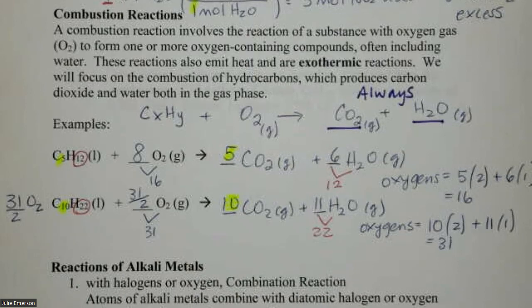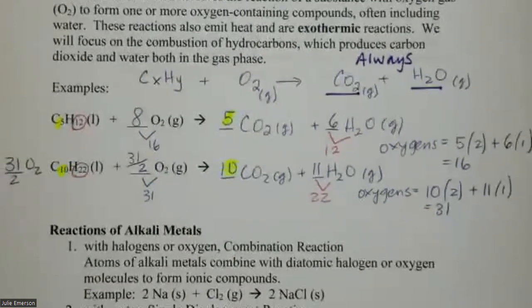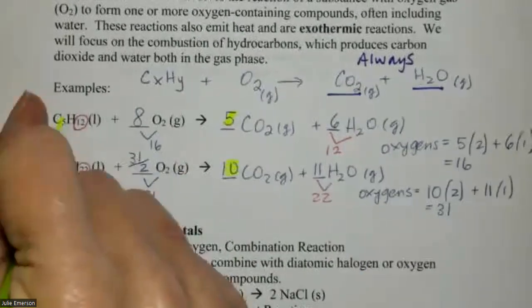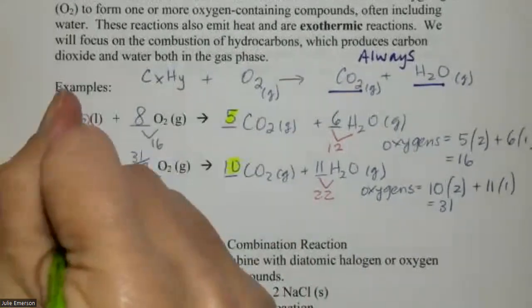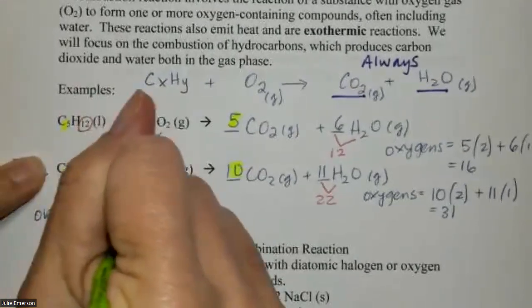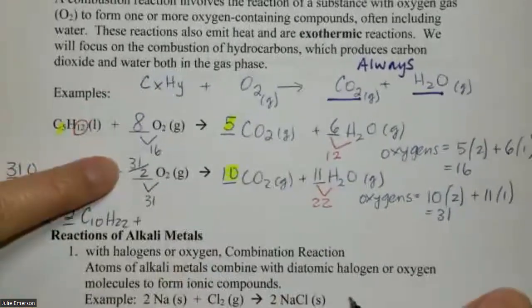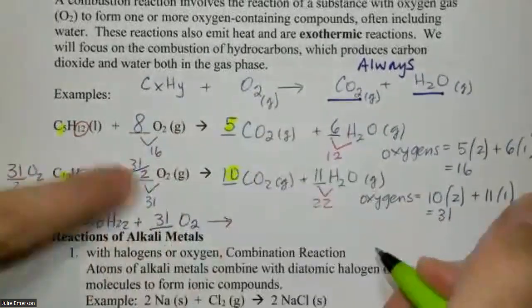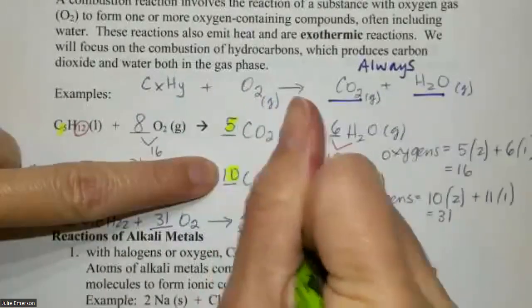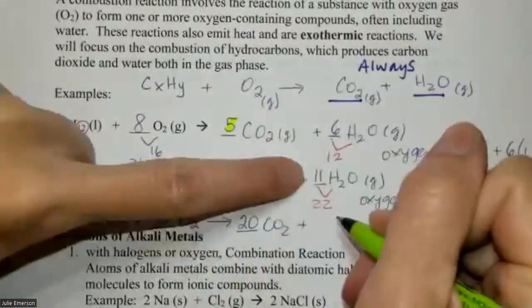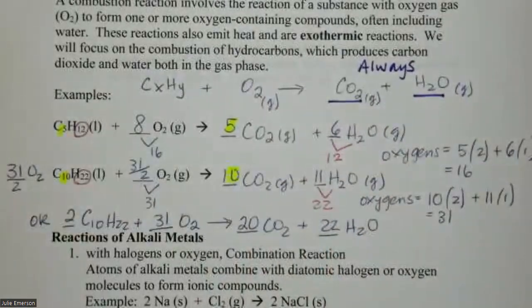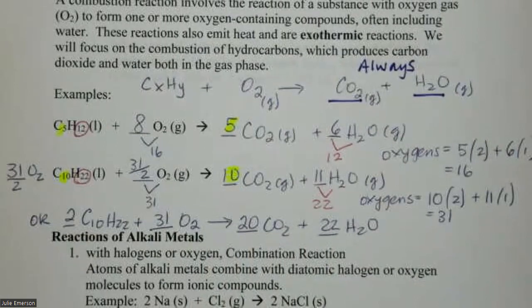Now, textbooks sometimes don't like the fractions. So if you look this up in the answer key, to get whole numbers, all we would do here is multiply everything through by 2. So instead of 1 decane, we would put a 2 in front of C10H22. Instead of 31 divided by 2, we'd have 31 in front of the O2. Instead of 10 CO2s, we'd have 20. And instead of 11, we would have 22 in front of the water. It's the exact same equation. It's just one has a fraction and the other one doesn't. You pick whichever one you like.